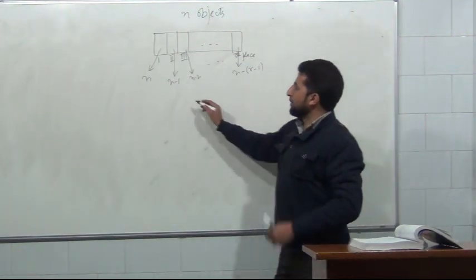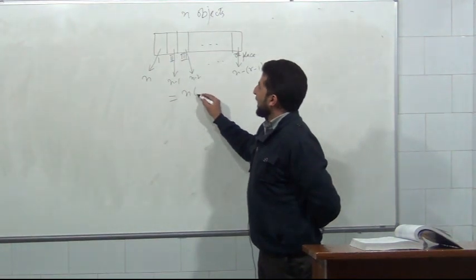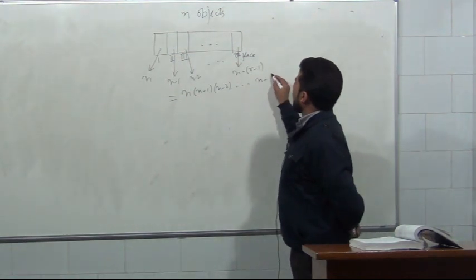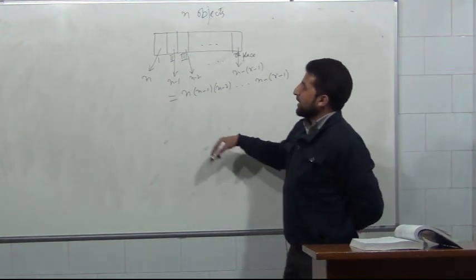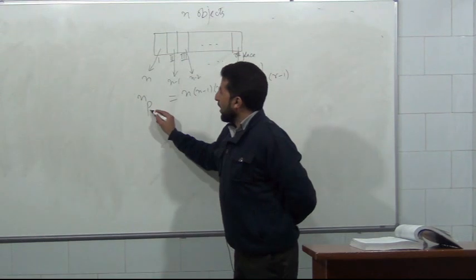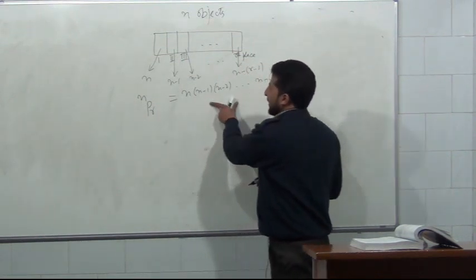Thus, by fundamental principle of counting, you can say the total number is n into n minus 1, into n minus 2, and so on, up to n minus r plus 1. That is, out of n, if you have to permutate r objects, nPr is equivalent to this.